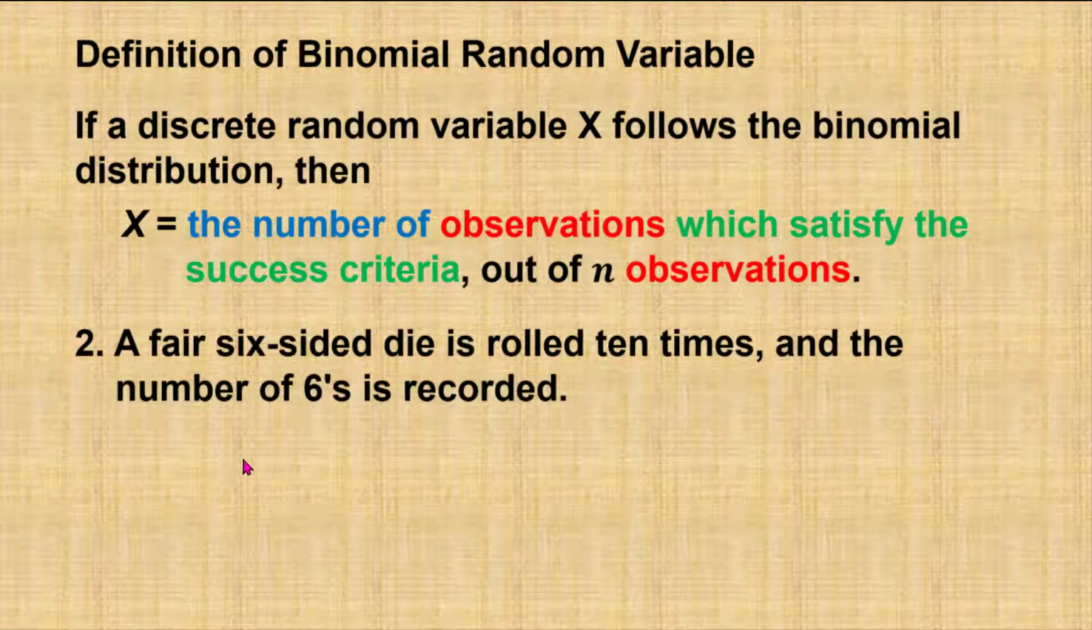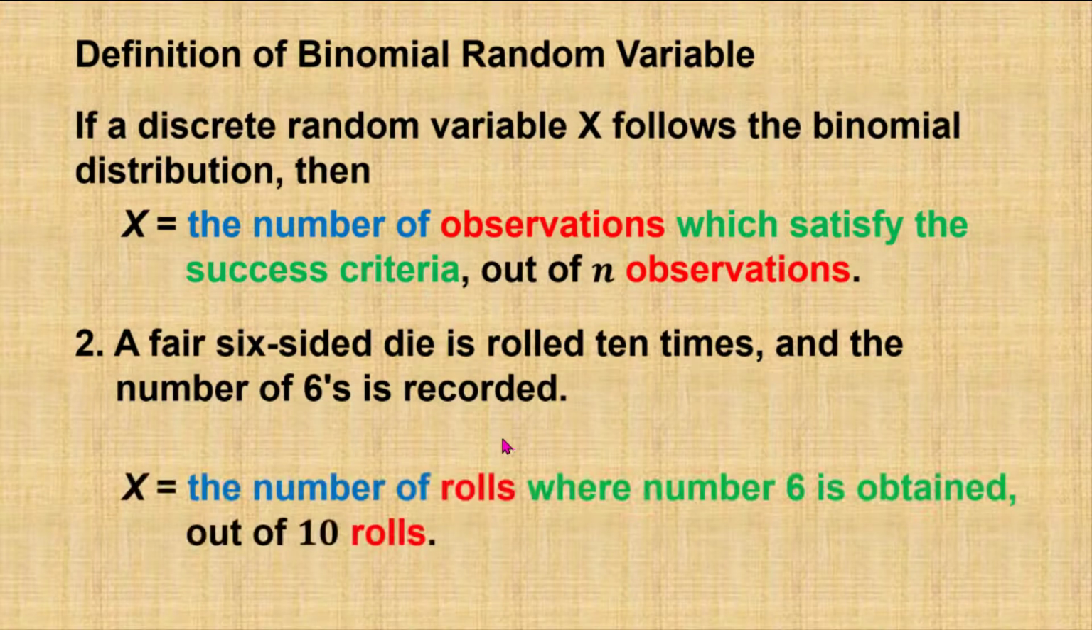The second example: a fair 6-sided die is rolled 10 times and the number of 6s is recorded. In this case, X can be defined as the number of rolls. We have only one die, which is rolled 10 times. The success criteria is obtaining a 6. This number of rolls is part of the 10 rolls.